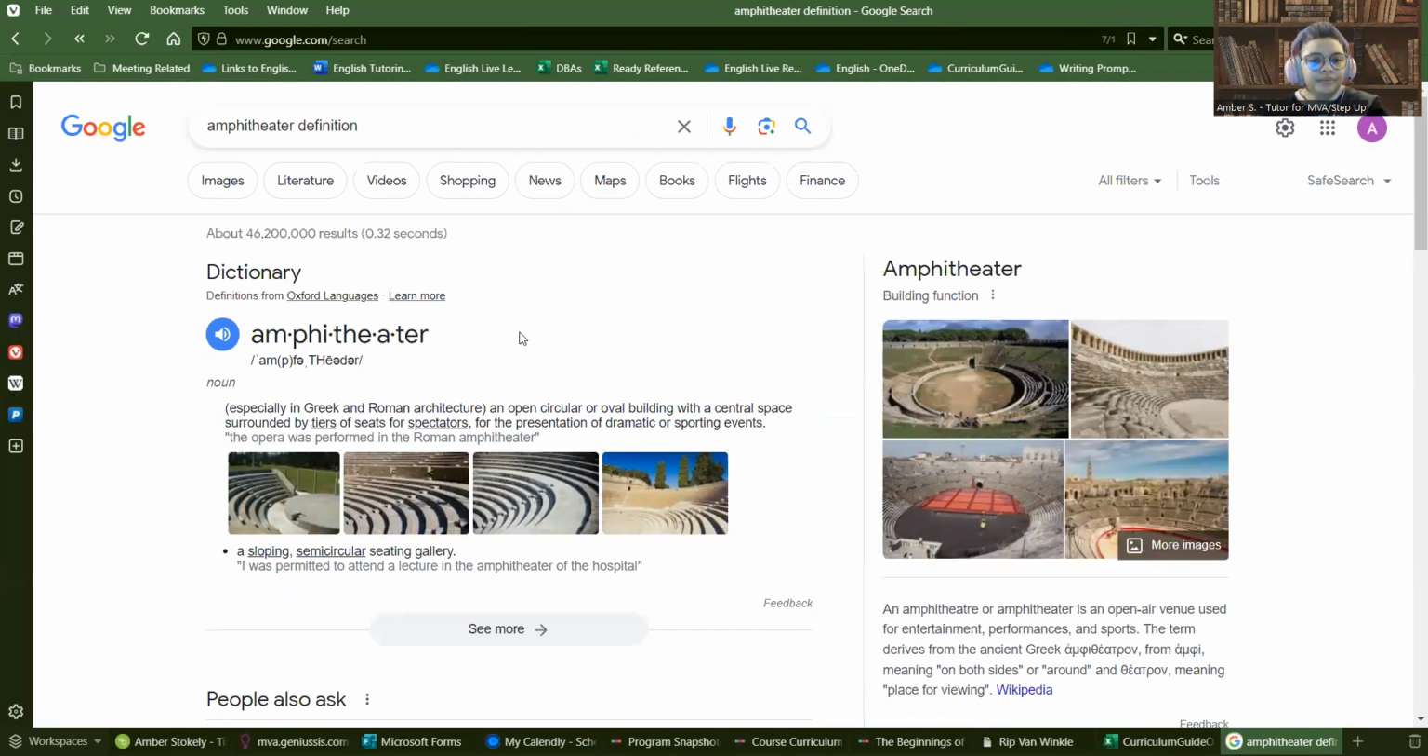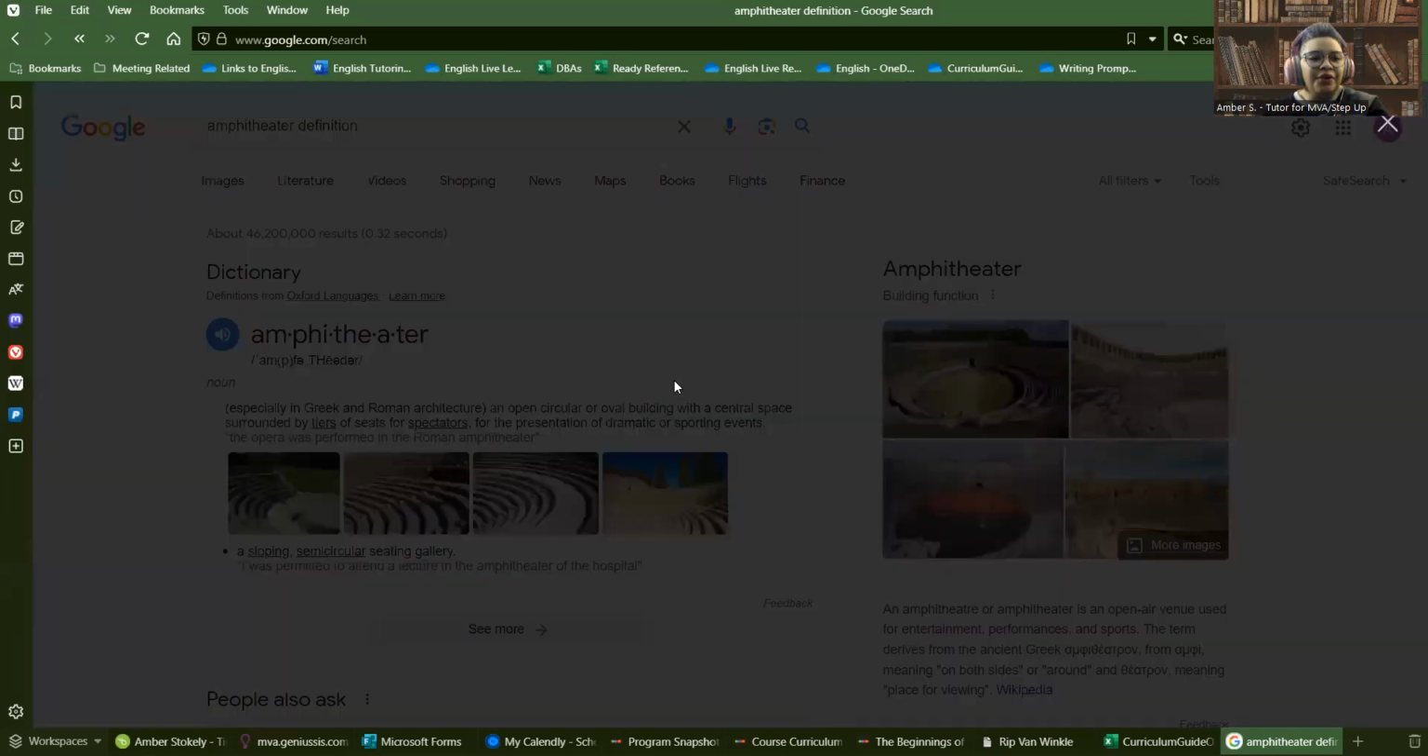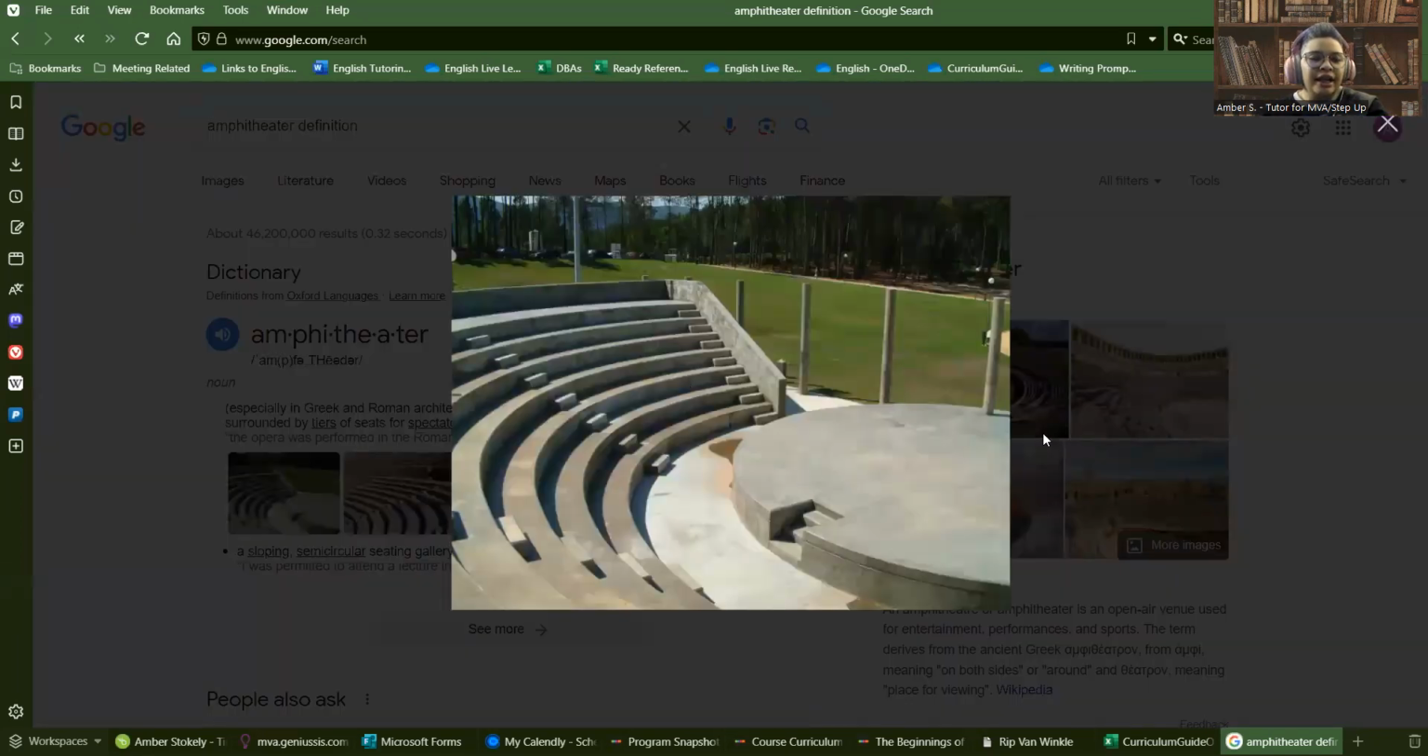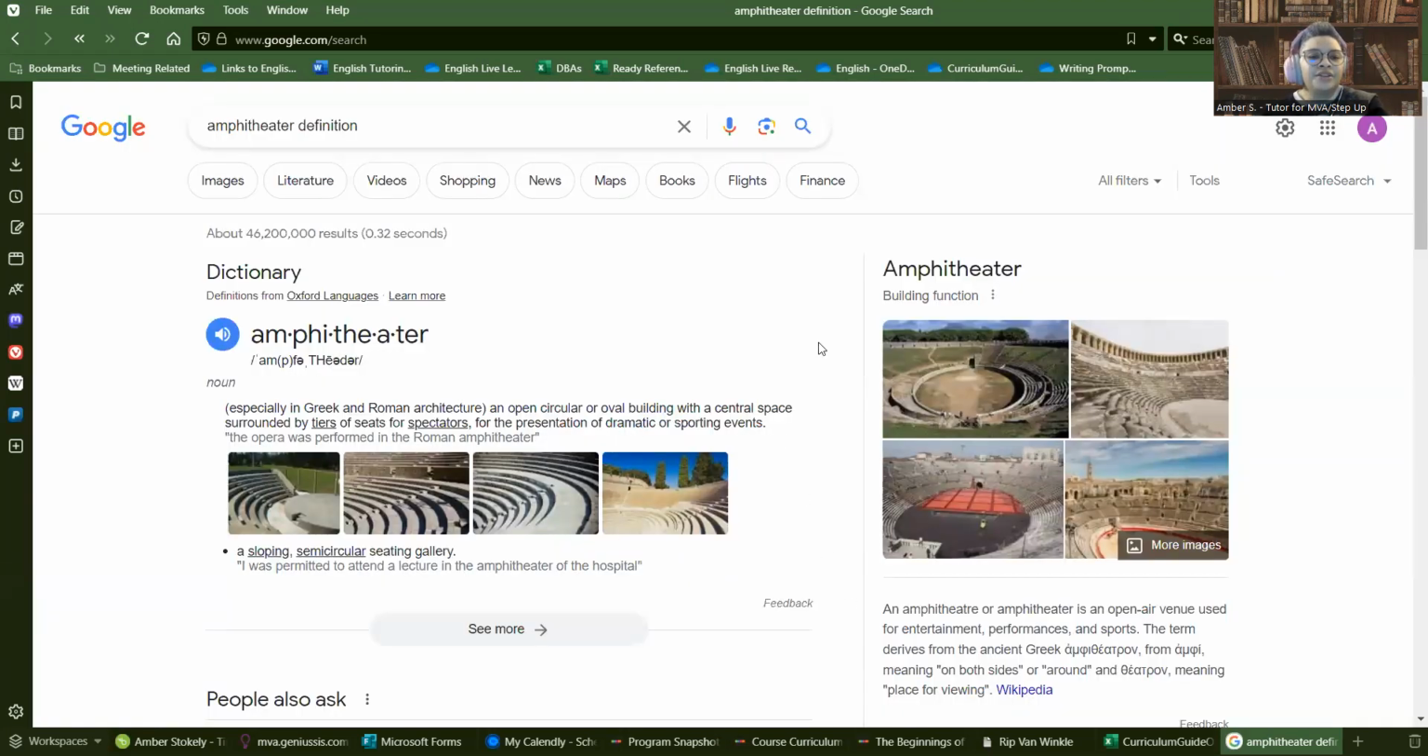So an amphitheater, it says an open, circular, or oval building with a central space surrounded by tiers of seats for spectators. So think of like a sports arena. That's more or less what it looks like. You can sort of see in the photos here. It's basically like an old small version of a concert hall or an old stadium type of deal.